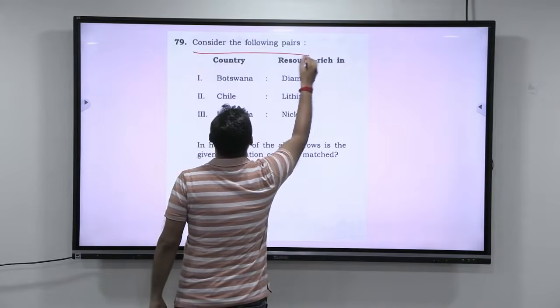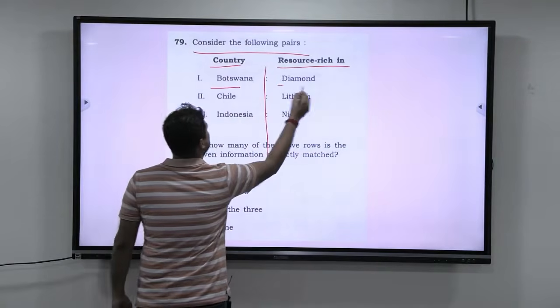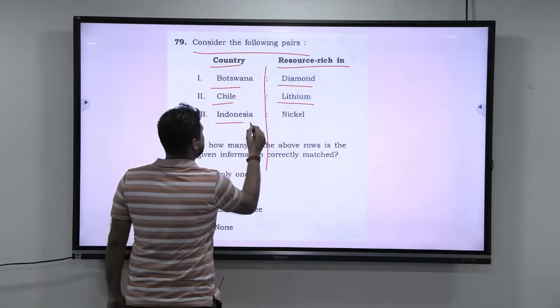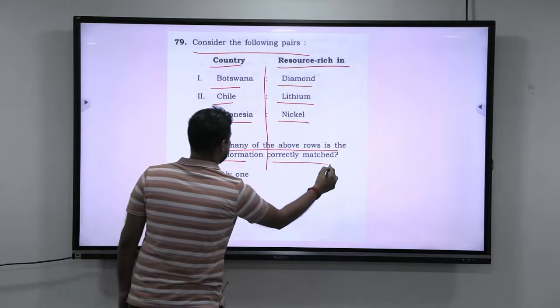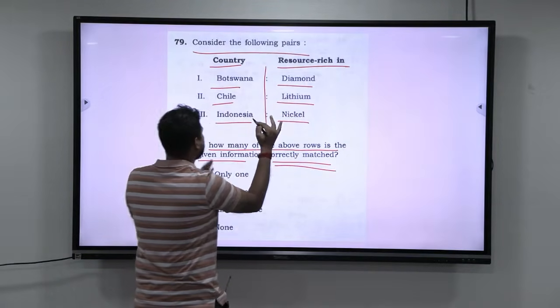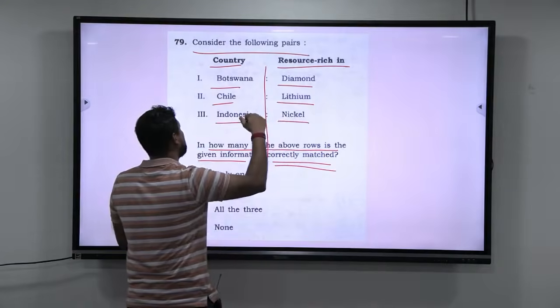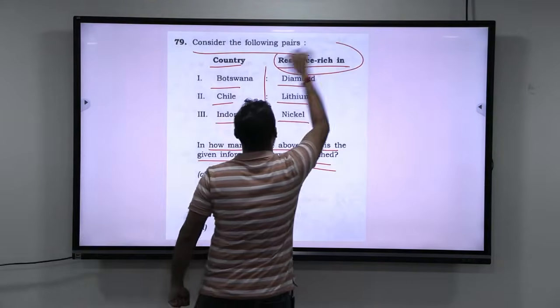Consider the following pairs. You have country, you have resource rich in. Okay, Botswana, diamond, Chile, lithium, Indonesia, nickel. In how many of the above rows is the given information correctly matched? Okay, see, one thing is resource rich in. Usually they will be rich in, they are not even giving highest reserves, they are giving resource rich in. Okay, that should give you a hint that this is a very broad term.